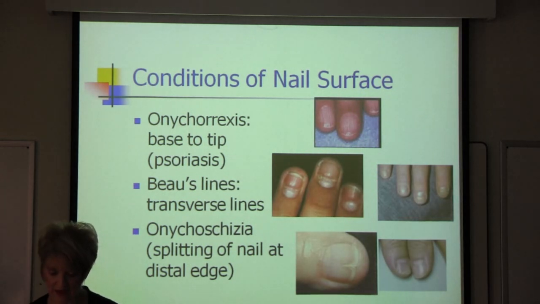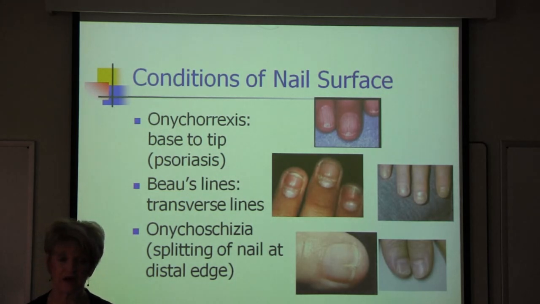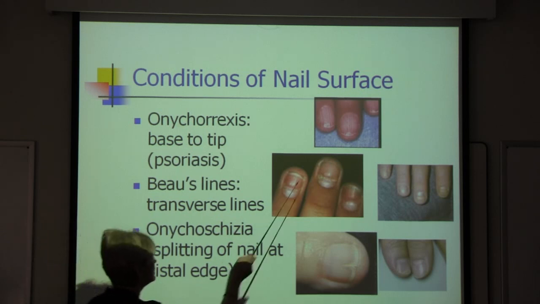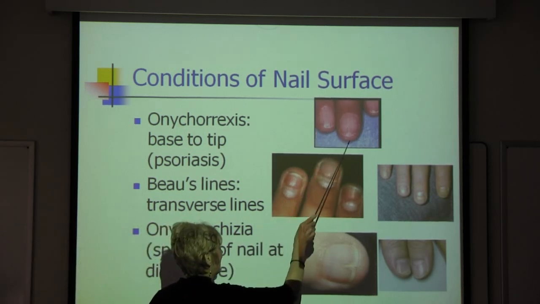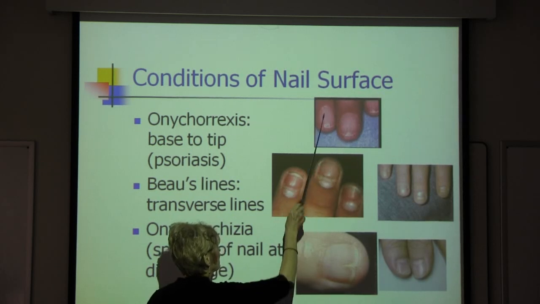Now, the last thing that we're going to talk about today is conditions of the nail itself. So we're going to talk about conditions of the nail surface. We're going to talk about the way the nail grows. Onychorhexis is these longitudinal ridges in the nail. So it's base to top.